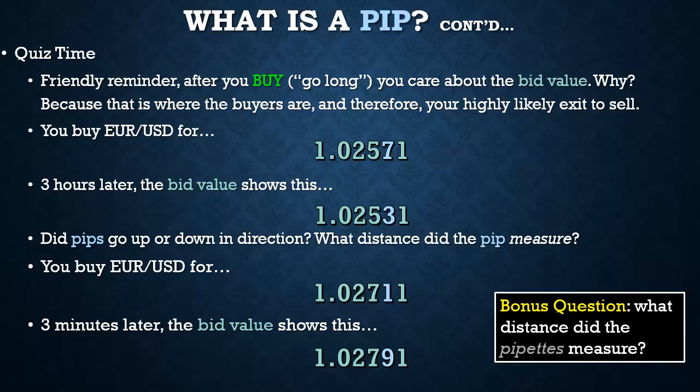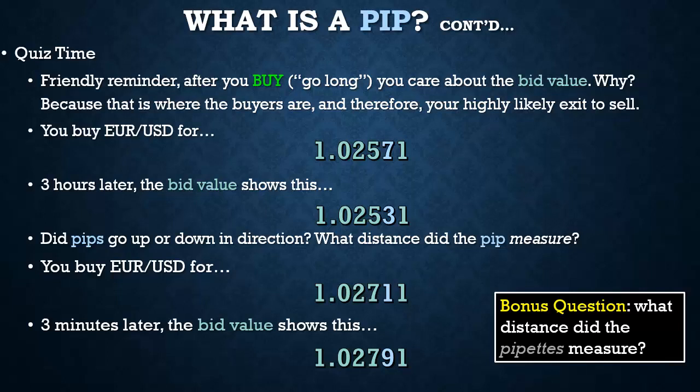So anyways, back to the numbers here. So 3 hours later, like I said, the bid value now shows 1.02531. So the question here is, did the direction of the pips go up or down? So I'll let you pause that.